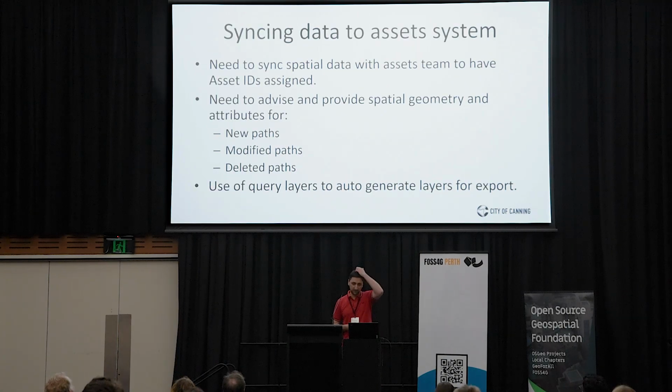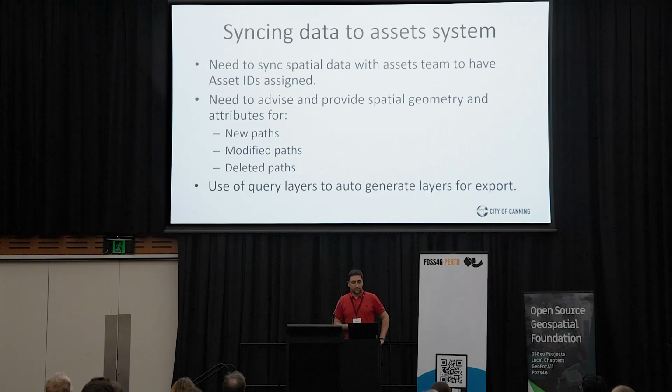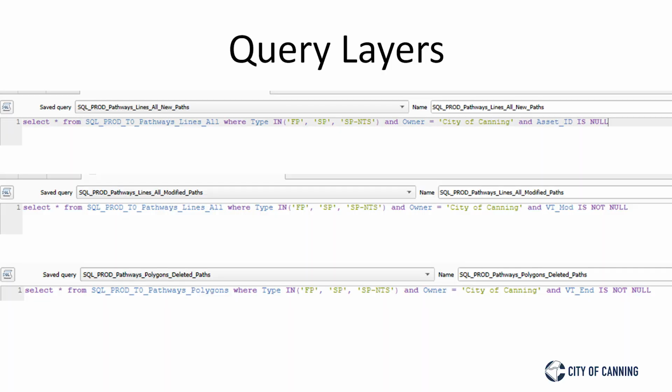As part of this, we also need to sync our data back to the asset system because we need asset IDs assigned. And they need to be advised of when there's a new path, a modified path, or a deleted path. And I decided I wasn't going to copy things by hand, so I used query layers in QGIS to do that. If you don't know what query layers are, they're basically a bit of SQL code that can get loaded into your QGIS project as a separate layer.